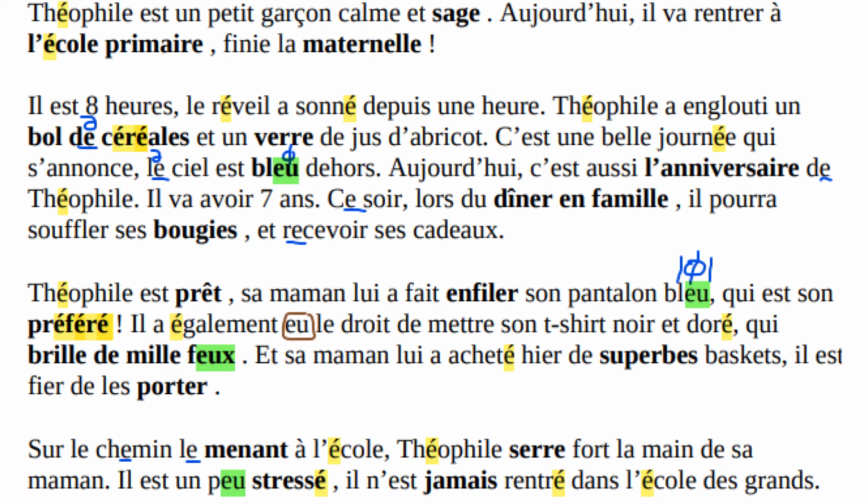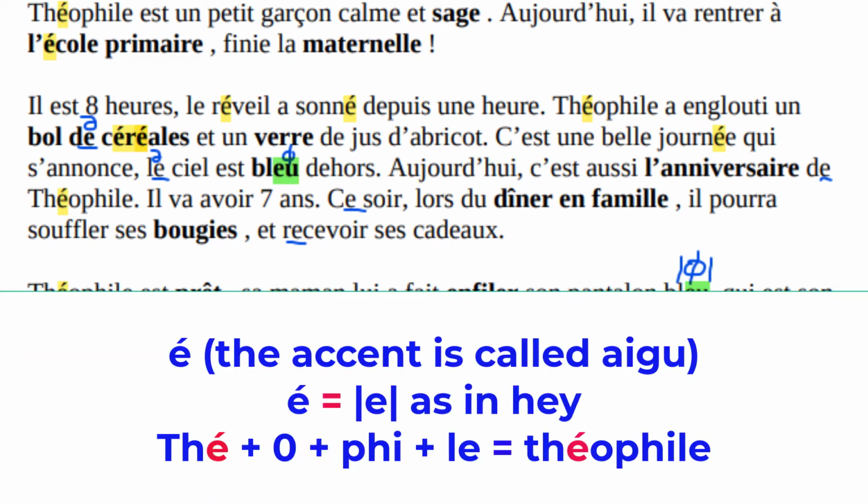Théophile est un petit garçon, calme et sage. So for Théophile, can we see the E accent aigu? That is the E that is having the accent aigu on it. It gives the sound A. That's why we have it to be Théophile.